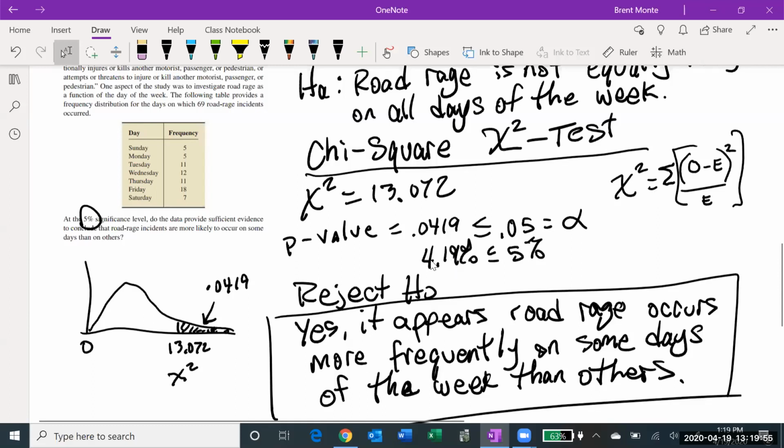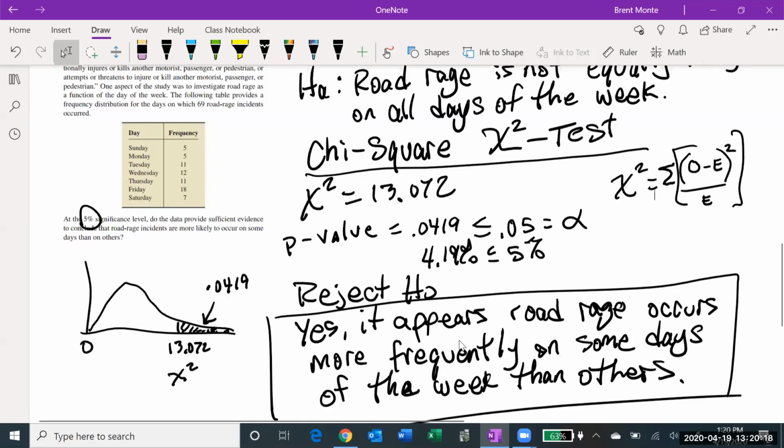Again, this 4.19 is essentially saying that there's only a 4.19% chance the null hypothesis is true. That's lower than our cutoff of 5%, so we reject the null hypothesis. And we answer yes in terms of the question. Yes, it appears road rage occurs more frequently on some days of the week than others.